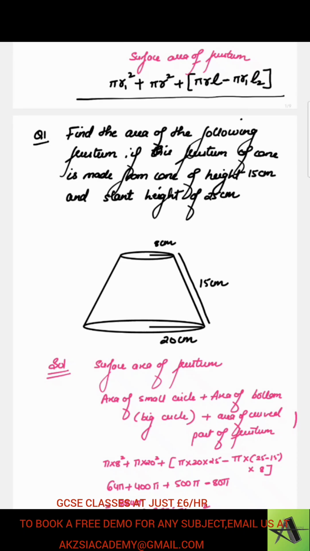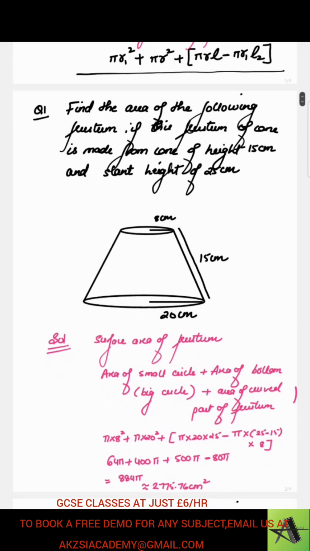If it's a non-calculator paper or it's written that give your answer in pi only, then your answer would be 884 pi. But if it's a calculator paper or they have mentioned up to 2 decimal places, definitely that would be given in the calculator paper. Then you have to put the value of pi and we'll get the answer as 2775.76 centimeters squared. So this is how you can calculate the total surface area of a frustum.